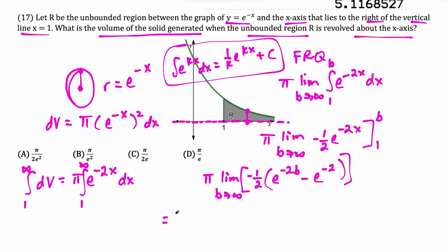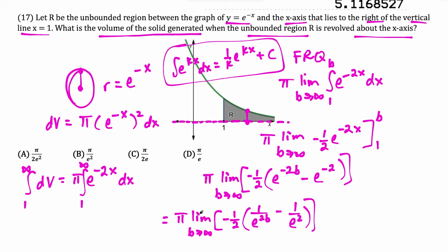And to make this easier to simplify, I'm going to say pi times the limit as b approaches infinity. And on the inside, we have negative 1/2. And I'm going to change this to 1 over e to the 2b. So I'm just doing a little bit of algebra here because I think it'll make this limit easier to evaluate. And we're subtracting 1 over e squared.